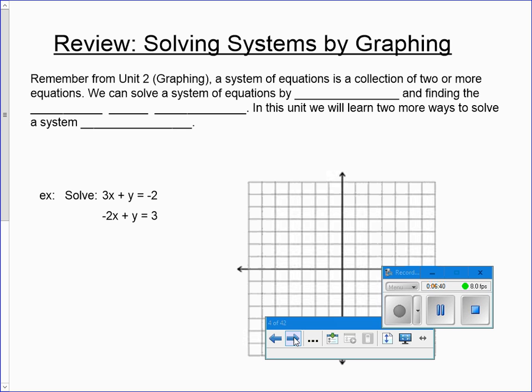So what we're going to review now is back in Unit 2 when we started solving systems of equations. A system of equations is a collection of two or more equations that use the same variables. Alright, so we can solve a system of equations by graphing and finding the points of intersection. This is what we did way back in Unit 2.